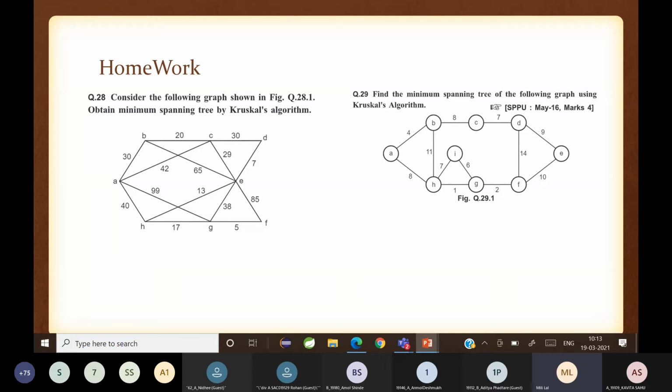तो कोई doubt है? Anybody has any doubt on the greedy strategy, minimum spanning tree, Prim's algorithm or Kruskal's algorithm? कोई doubt है? Anyone in this session? Is it clear to everybody? Yes, students? Okay? Ma'am, yes, please go ahead.